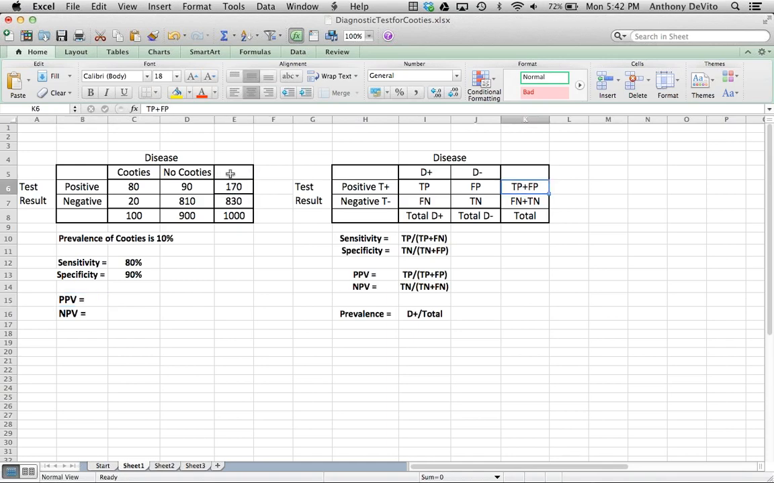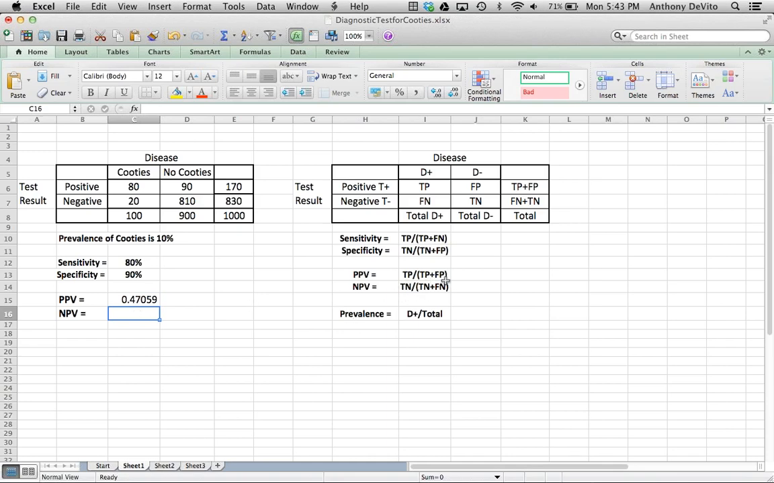That means that 170 people tested positive, true positives and false positives added together. This is all the people that tested positive. 170 people tested positive. Only 80 of them actually had cooties. So the positive predictive value of this test is equal to 80 out of 170, which is 0.47, 47%. There's a better chance that you don't have cooties than that you do have cooties, is basically what that says. Slightly better chance.